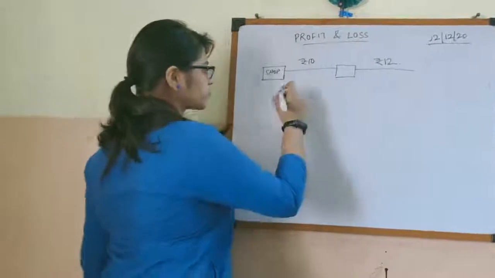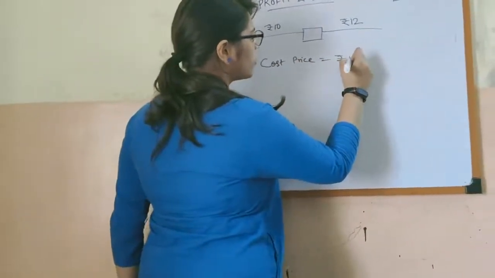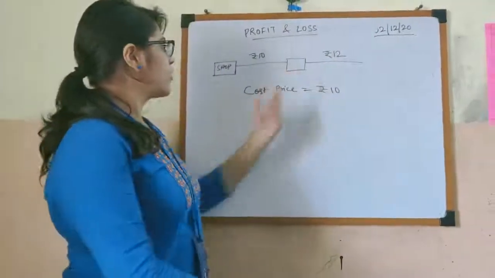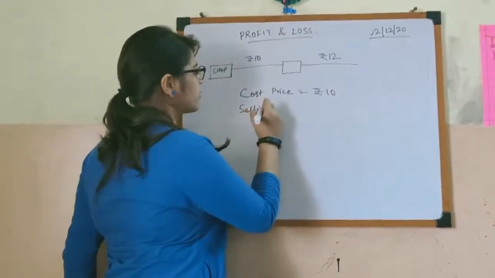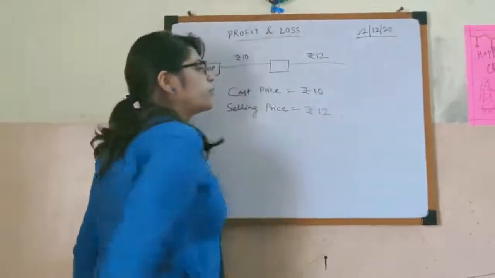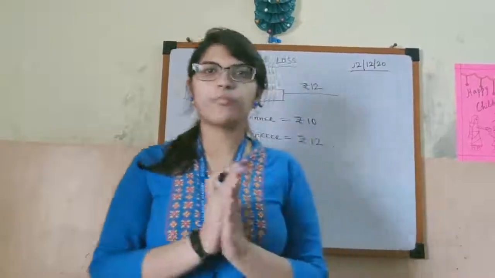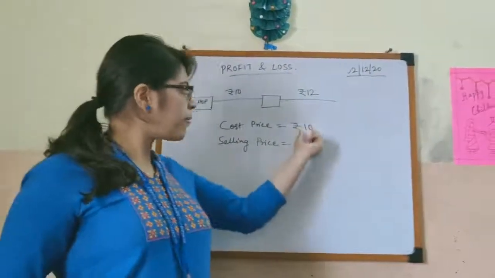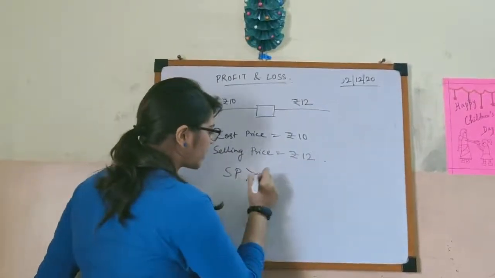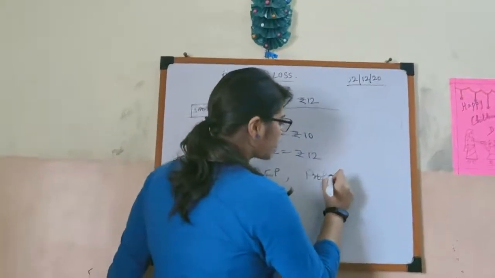So that means your cost price is how much? You have bought it with rupees 10. So that is your cost price. Okay. And you are selling it at rupees 12. So that means your selling price will be how much? Rupees 12. So what have you done, profit or loss? Profit, because in this case your amount is increasing. So whenever selling price is greater than cost price, in this case what happens? Profit occurs.